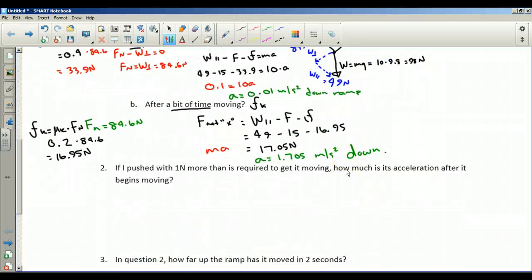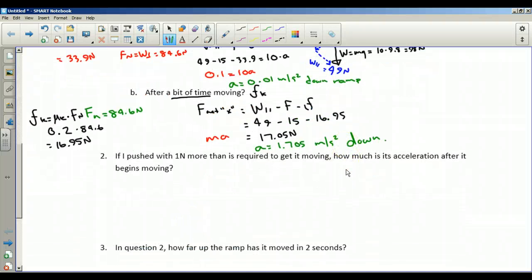So now our next question says, if I push with 1 newton more than is required to get it moving, how much is its acceleration after it begins moving? So this first part, we're talking about 1 newton more than the static friction requires it to push with. And then the second is, after it begins moving, how fast is its acceleration? So the question first is, how much force must we push with to get it moving?